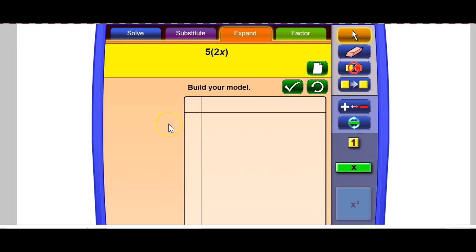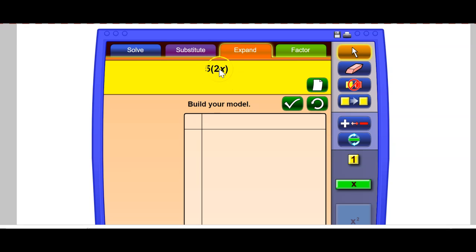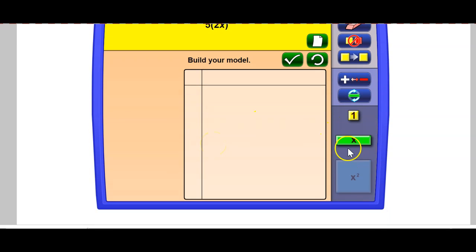So here I am on their site, and they actually have this set up so they give you a problem. I'm in the expand section right here, and you've got to show the model right here. So this is saying 5 times 2x. So if you look on your right, you've got these little square tiles for just your constant numbers, and then the x tiles right here. So I'm going to put 5 going across the top. So you just click on them and drag them, and then I'm going to put 2 x's going across the left side right here. There's 1x, and then there's another one.